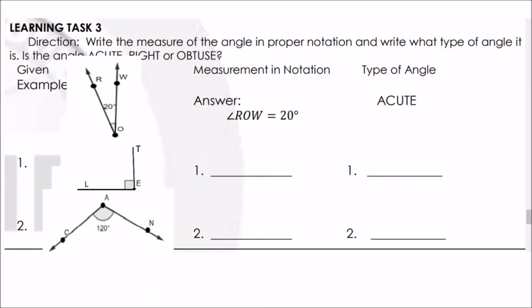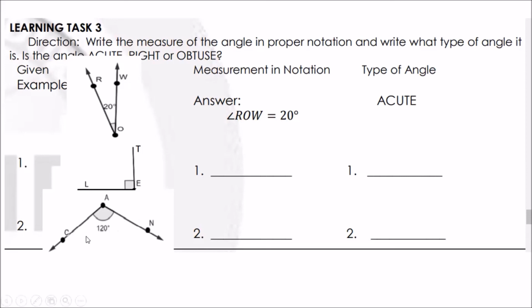Learning task 3. Direction: write the measure of the angle in proper notation and write what type of angle it is. It is an angle that is acute, right, or obtuse. Example, ito, lalagay nyo anong angle, angle ROW is equal to 20 degrees. Anong type ng angle? Acute. Tatlo naman ang klase ng angle. Acute ba yan, right ba yan, or obtuse? Number 2, kitang-kita siya. Pwedeng, basta yung center ay hindi mababago.